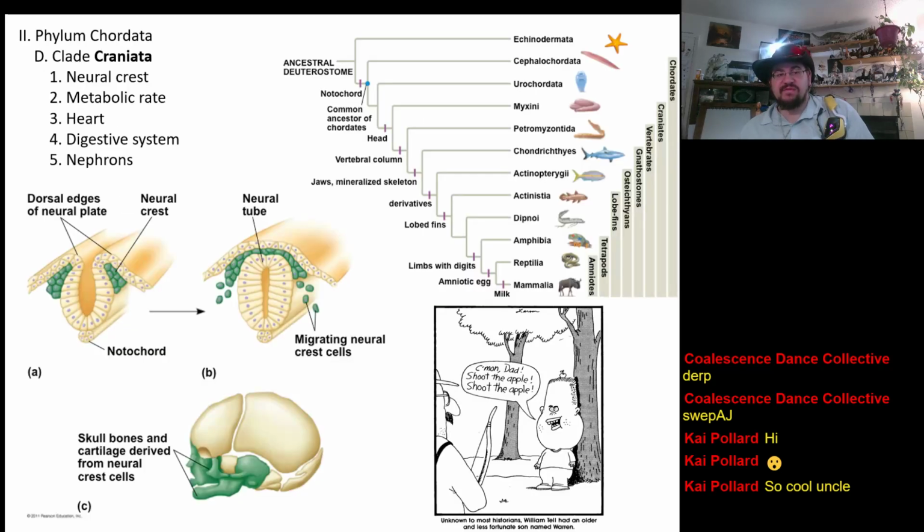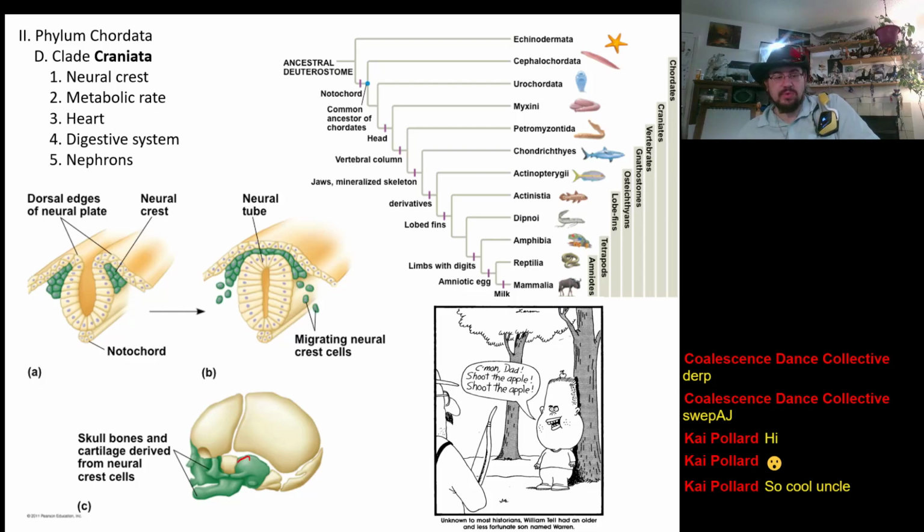Craniates have a head and a brain. During development, neural crest cells migrate from that neural crest throughout the head, and they can form other parts of the skull. For instance, they form teeth. They form some of the bones of the skull, and they can form neurons and small sensory structures that are distributed throughout the body, which is kind of cool.